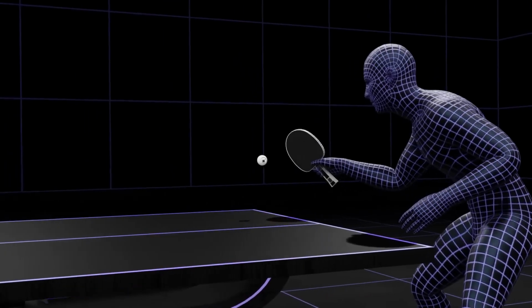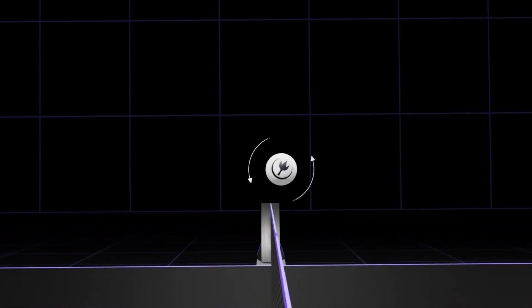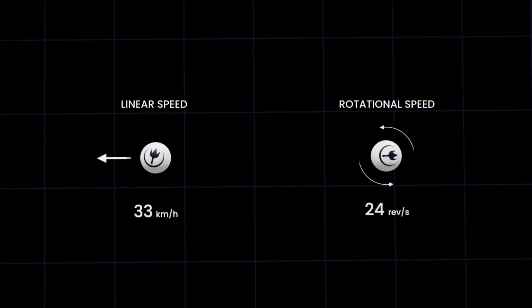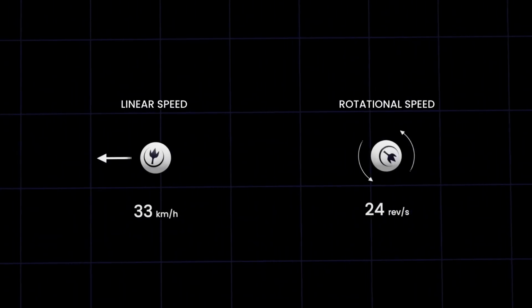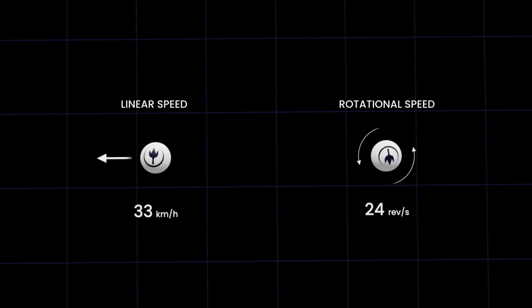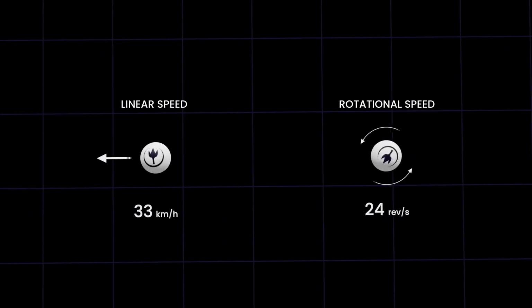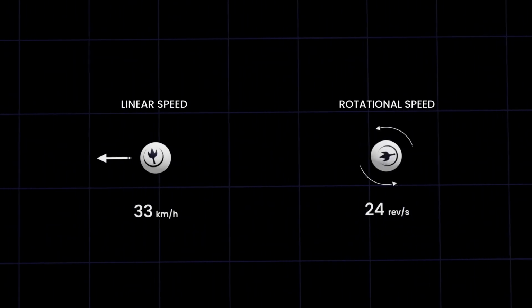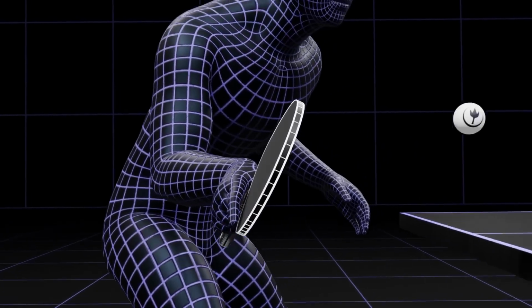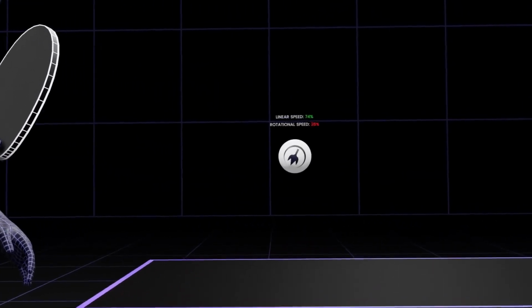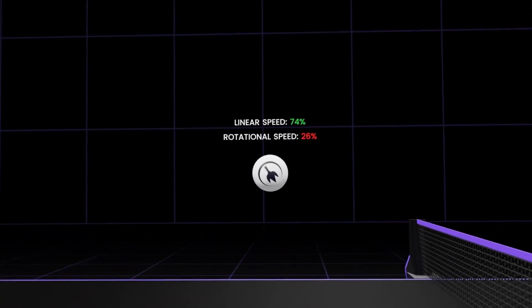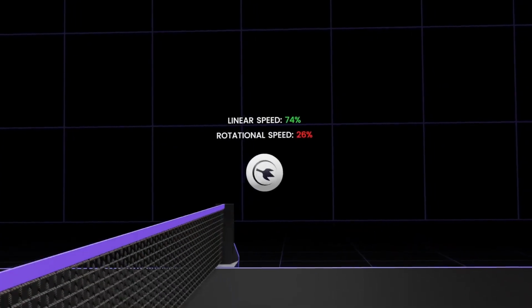When we hit the ball, the energy from the impact is transferred as linear speed and rotational speed. Linear speed refers to how fast the ball moves in a specific direction, while rotational speed describes how fast the ball rotates around its own axis. Depending on the type of contact we make with the ball, we will transfer a greater or lesser proportion of linear speed and rotational speed.